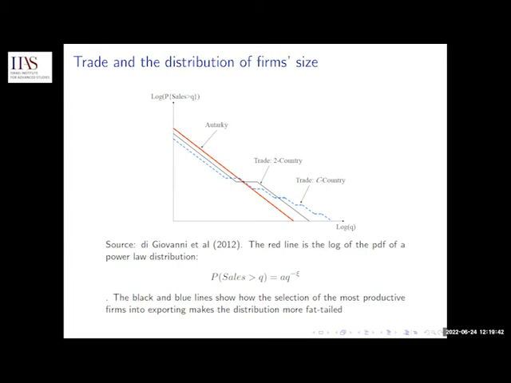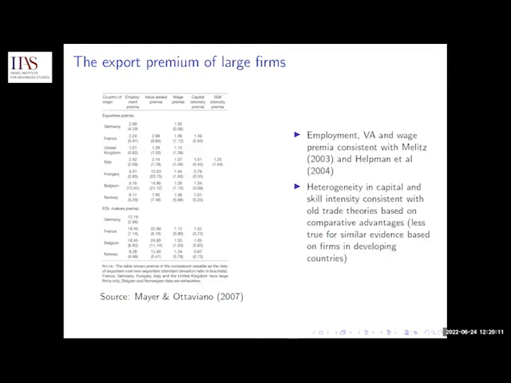And you're going to have the most productive firms, the ones that are really, really productive, that serve all those countries and accumulate sales over all those destinations. This is going to make the distribution of firm size more fat-tailed than you would have if the country was in autarky. So this is a very important prediction of the Melitz model that has been tested a little bit.